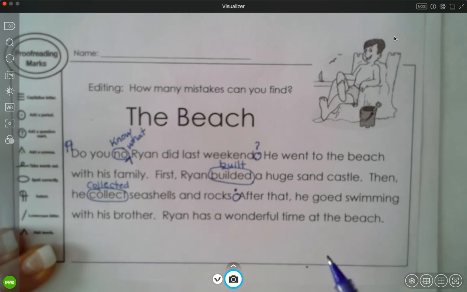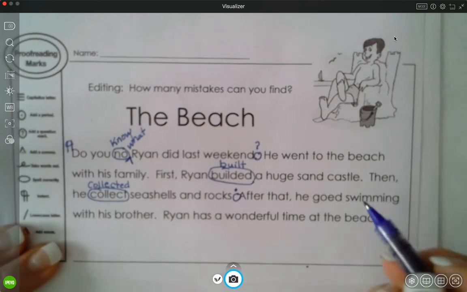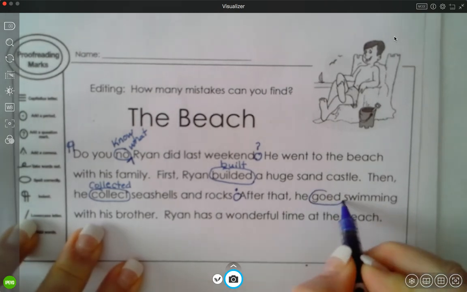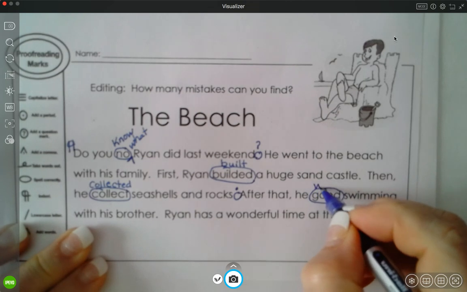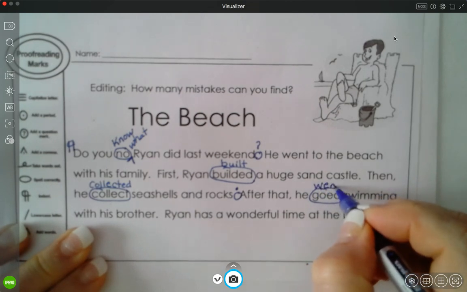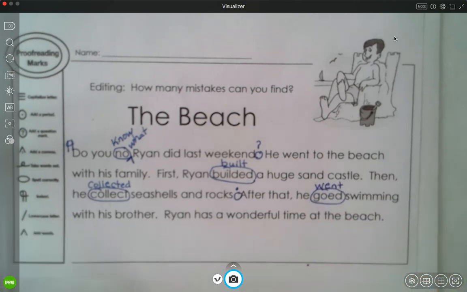We need to circle one of those words that doesn't make sense or sound right. So I'm going to circle goed. Goed is not even a word. What I really should be writing is he went swimming with his brother. Okay.